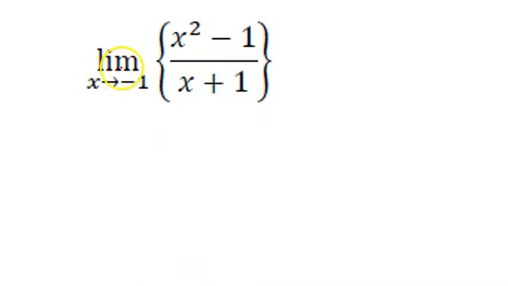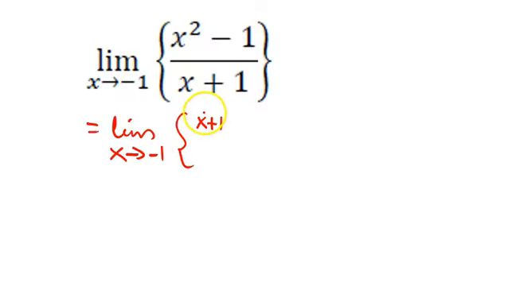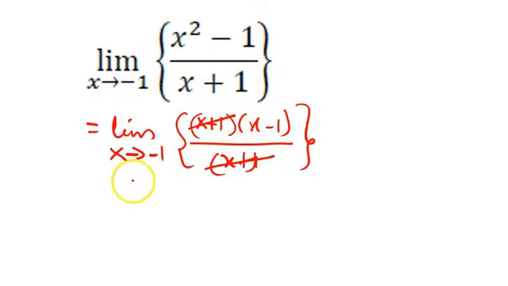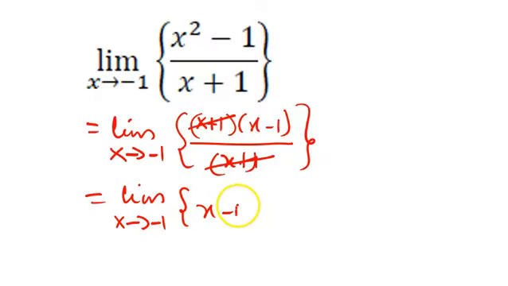The next one: we have to find the limit as x tends to minus 1 of x squared minus 1 over x plus 1. Once again, this is a rational function, and you need to simplify it. Limit as x tends to negative 1, difference of two squares. When we factorize, we are going to get x minus 1 times x plus 1 over x plus 1. This will cancel that. You have limit as x tends to minus 1 of x minus 1, then plug in minus 1. So minus 1 minus 1, which is equal to minus 2.